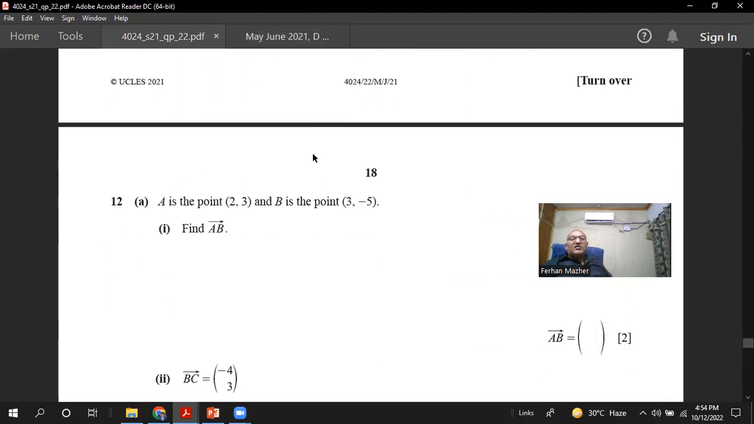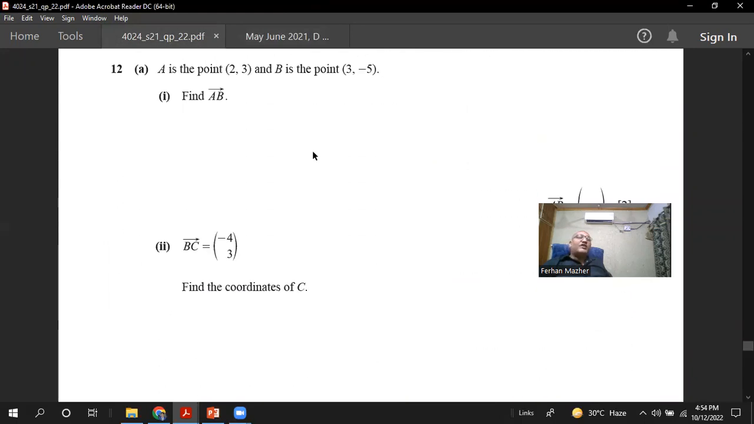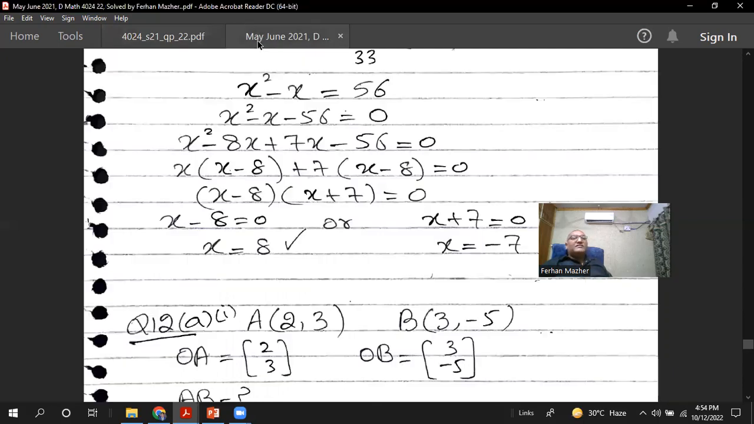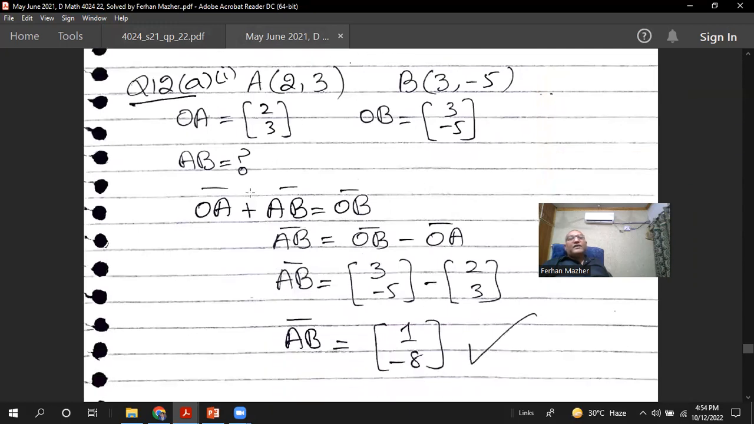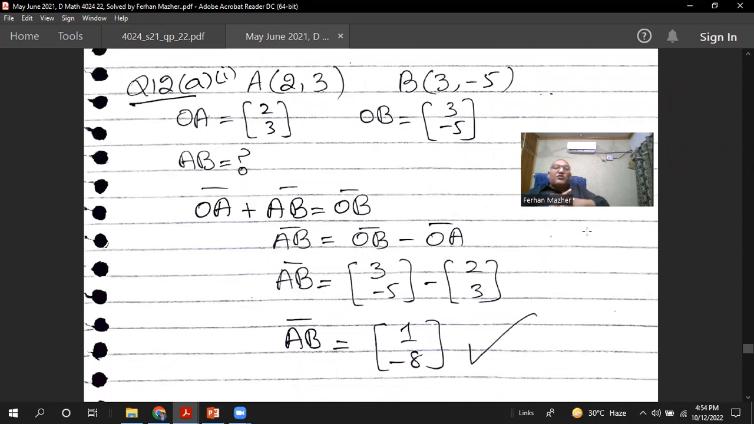Okay. So the next question, he says A is the point 2 comma 3 and B is the point 3 comma minus 5. Find the vector AB. The coordinates of A are given, the coordinates of B are given. So we know the position vector of A, that will be OA, that will be (2, 3). The position vector of B will be OB, that will be (3, minus 5). The coordinates are the position vectors. Just write them in column vector form.